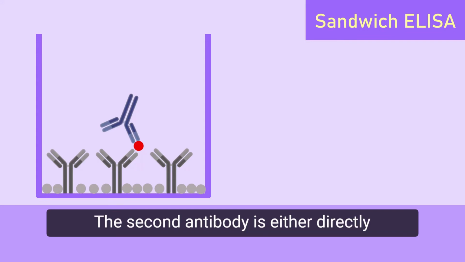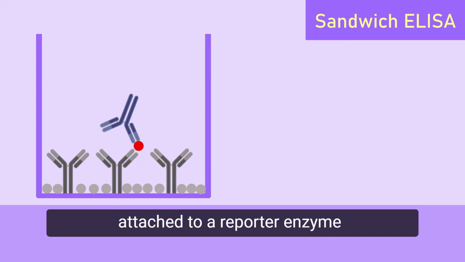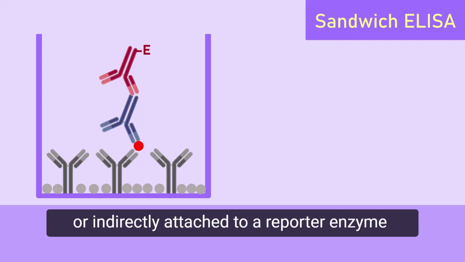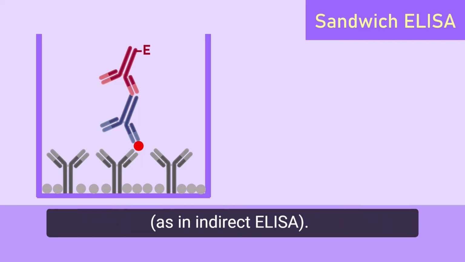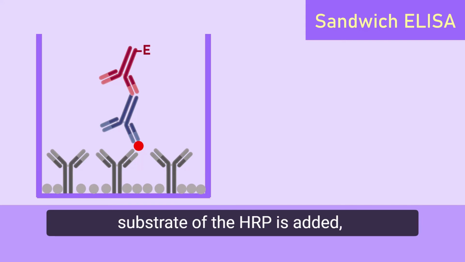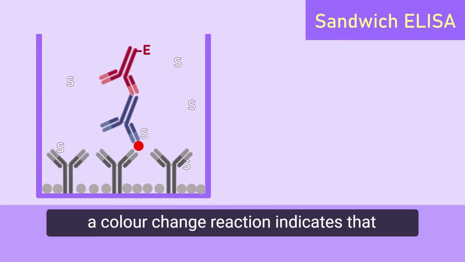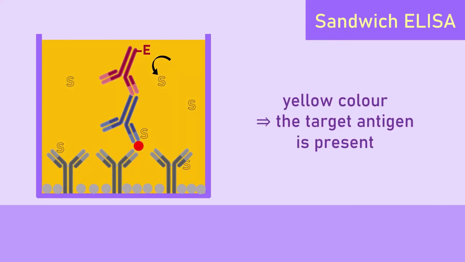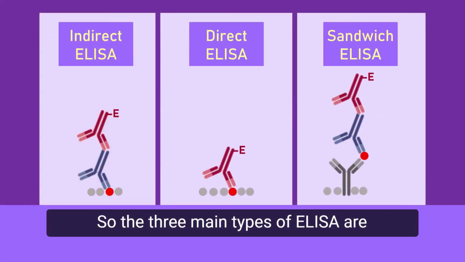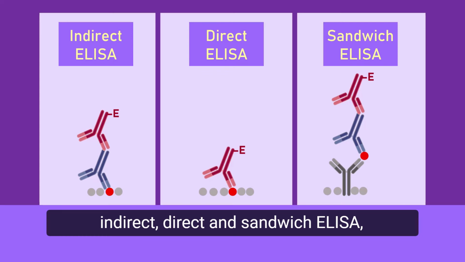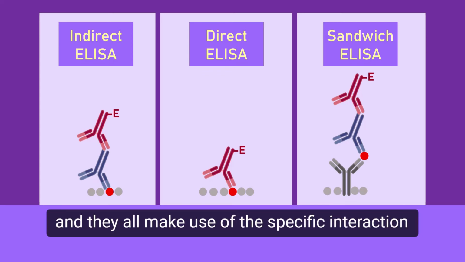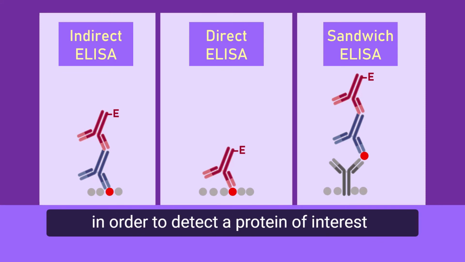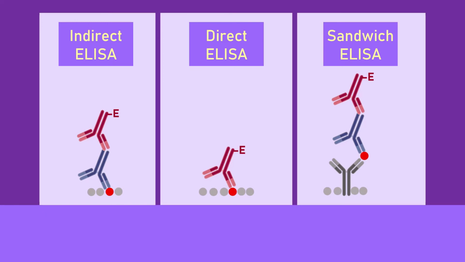The second antibody is either directly attached to a reporter enzyme, as in direct ELISA, or indirectly attached to a reporter enzyme, as in indirect ELISA. Either way, when the substrate of the HRP is added, a color change reaction indicates that the antigen of interest was present in the original sample. So the three main types of ELISA are indirect, direct, and sandwich ELISA, and they all make use of the specific interaction between an antibody and its antigen in order to detect a protein of interest in a complex mixture.